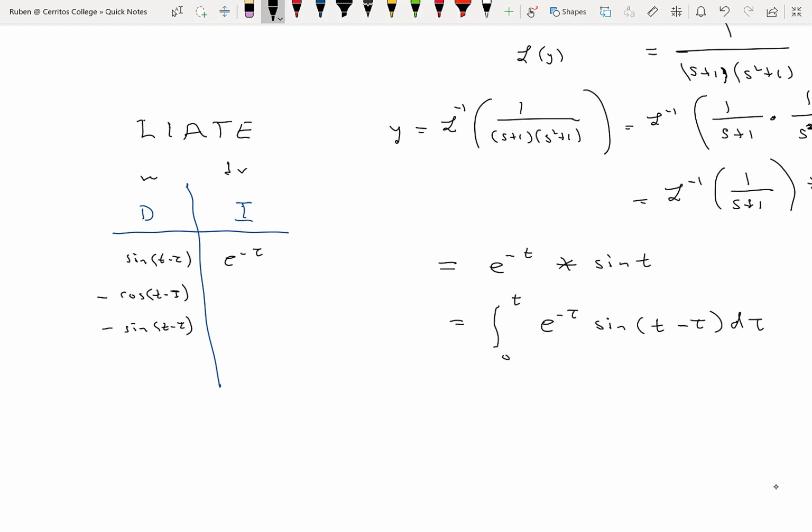Then we stop there because we notice that we have a repetition of the original u. So that's our signal with tabular integration of when to stop the process for this kind of integral. On the I column, we integrate the function e to the minus tau until we get to where we stopped with the D column. So the integral of e to the minus tau is minus e to the minus tau. The integral of that is another minus e to the minus tau, but there's a negative there to begin with, so we have our e to the minus tau back again.